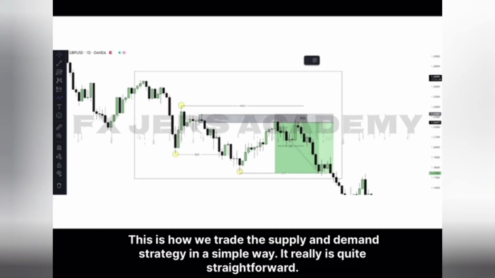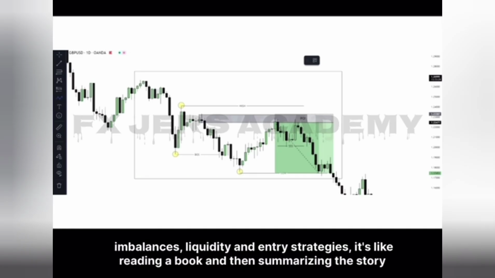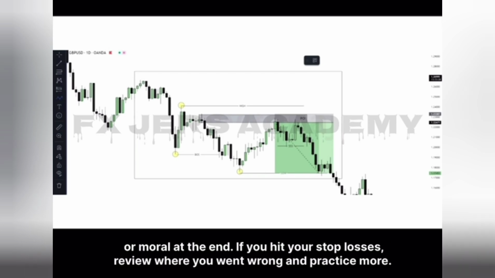This is how we trade the supply and demand strategy in a simple way. It really is quite straightforward. By combining all the concepts like market structure, price range, price inefficiency and imbalances, liquidity, and entry strategies, it's like reading a book and then summarizing the story or moral at the end.